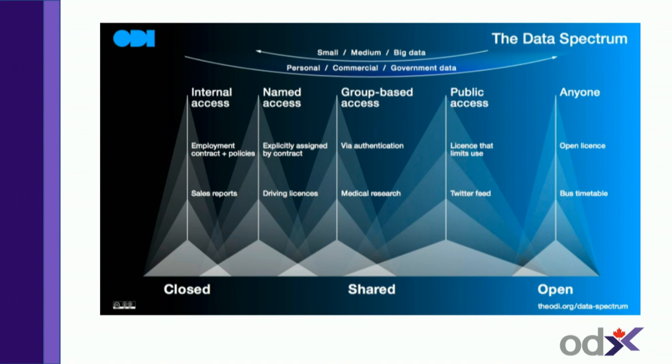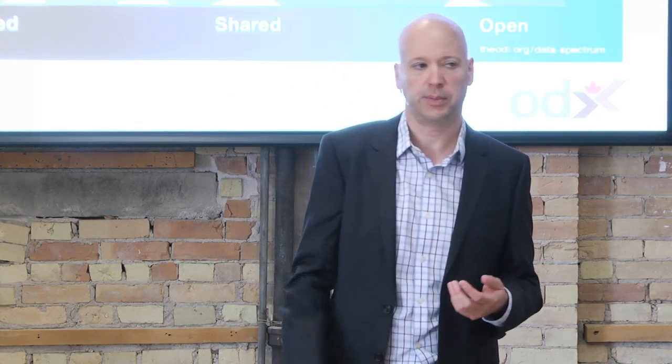So if we go across the spectrum, if we start on the left-hand side with closed data, if you think about employee records or sales reports that a company may have, those types of data are going to be very, very limited in terms of who has access to them. Often, even within the company, there may be limits in terms of who would be able to view those pieces of information. So those are very locked down, very limited in terms of the scope of who can look at them, and also in terms of how the information can actually be shared and used.